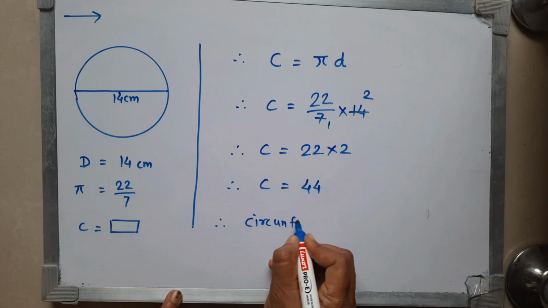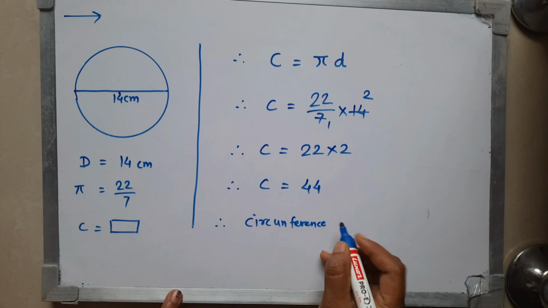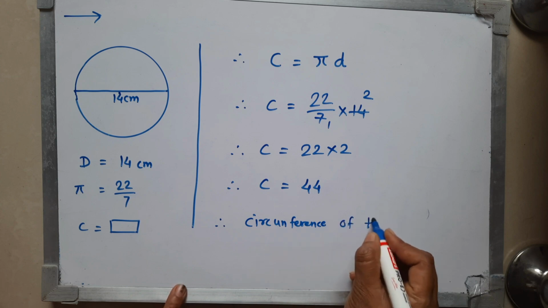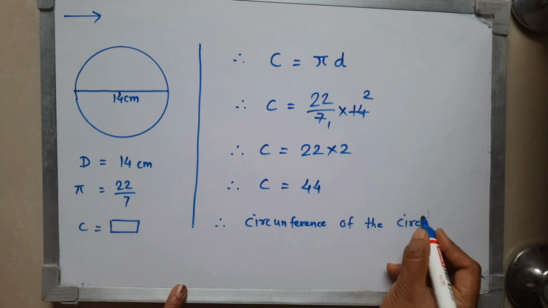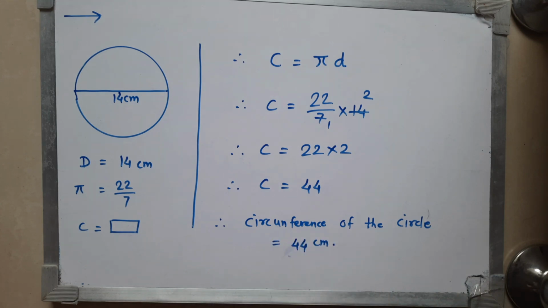Therefore, circumference of circle is equal to 44 centimeter.